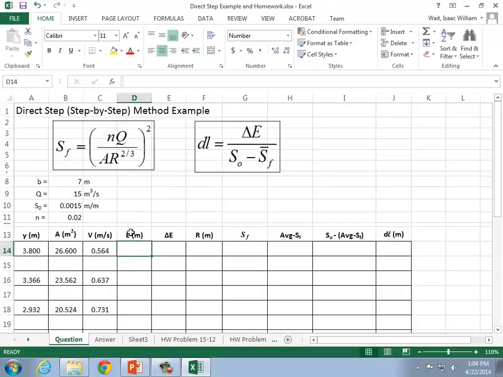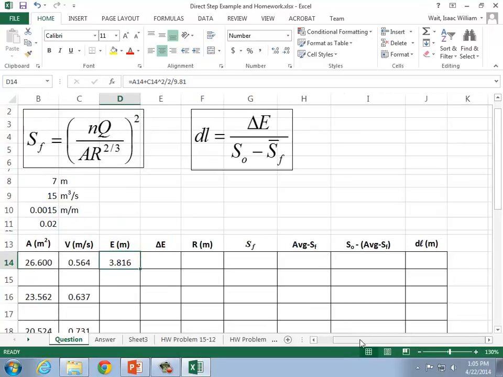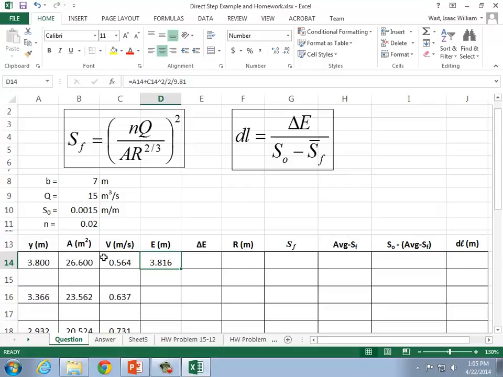Now for the E, that formula is going to be the depth plus the velocity head. So what we're talking about is the specific energy at that location. So equals the depth plus V squared. So I'll click here on my V cell, square that, divided by 2G. Divided by 2, divided by 9.81. So that's divided by 2G. So now I've got the specific energy at that location. The formula for it is the depth plus V squared divided by 2G.